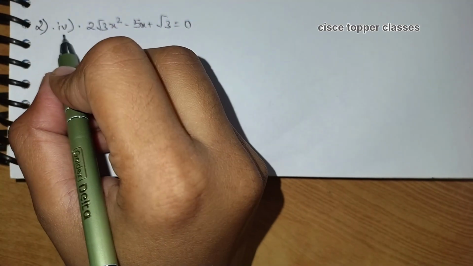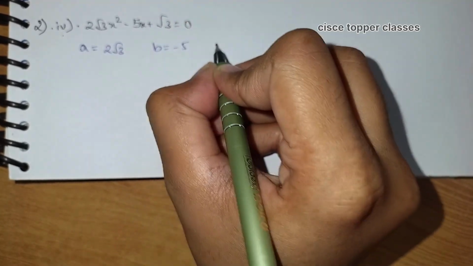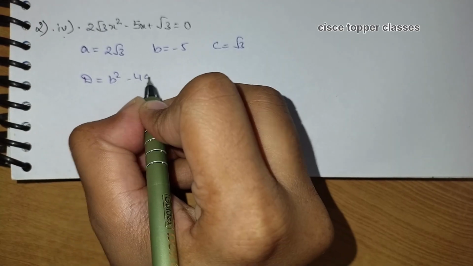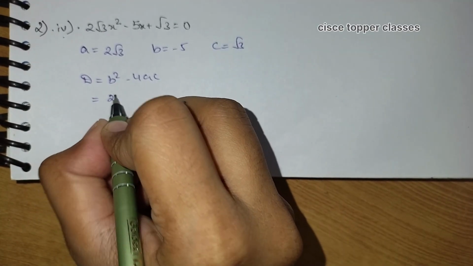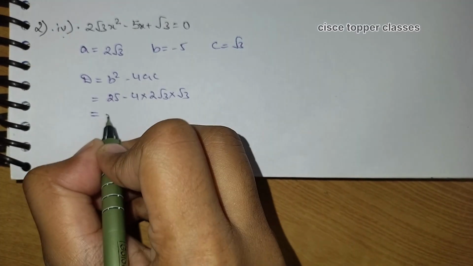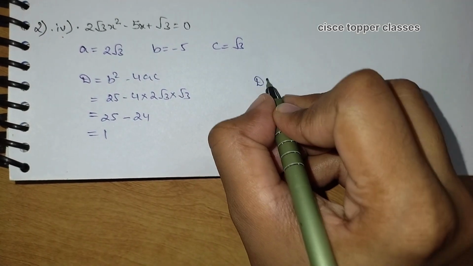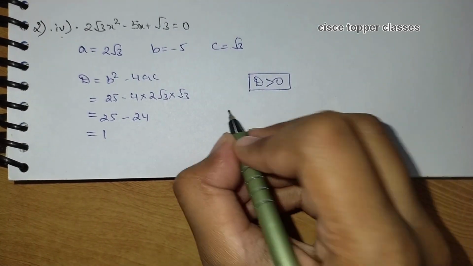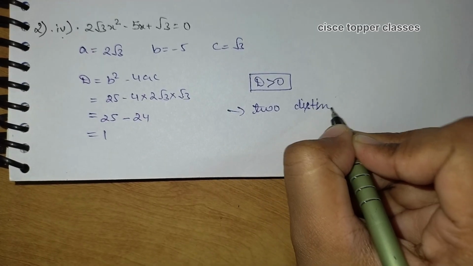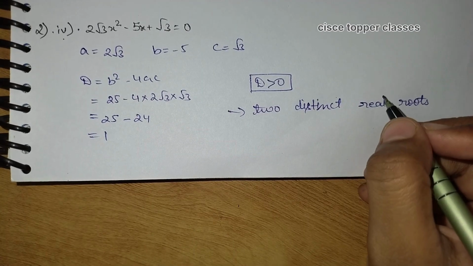Let us solve question number 2, fourth part, where a is 2√3, b is −5, c is √3. From that, the value of the discriminant will be b² − 4ac, that will be 25 − 4 × 2√3 × √3. So 25 − 24 is equal to 1, and 1 is always greater than 0. From there, we will get that it has two distinct real roots, and this is the solution of question number 2, fourth part.